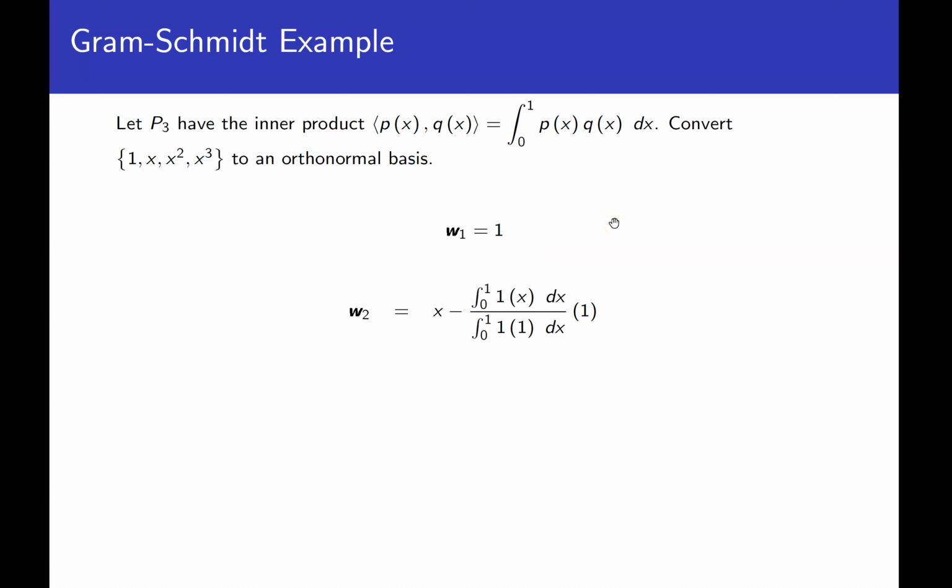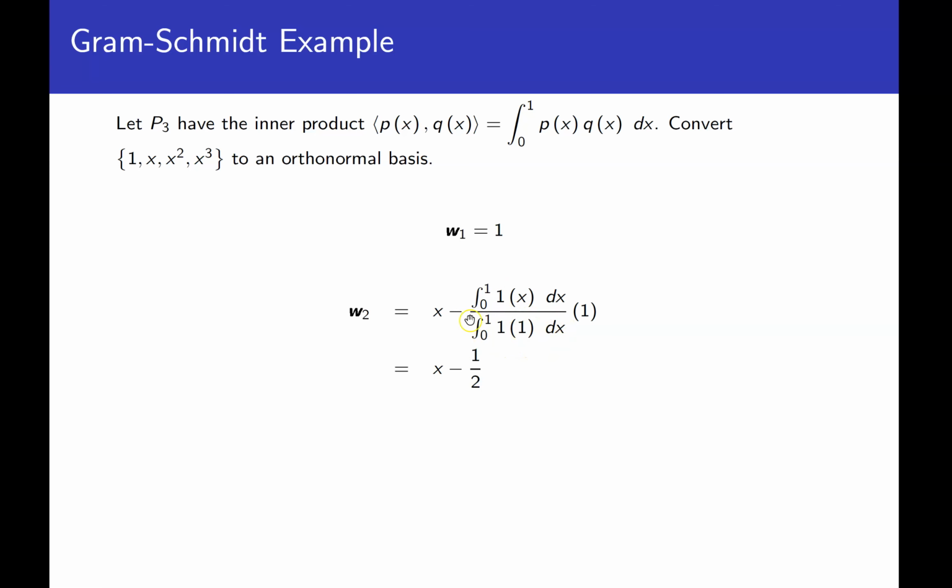Now let's find our second one. Remember, the way we do that is we take the second basis vector and subtract off the projection of the second basis vector onto the first one. The projection, of course, is taking the dot product of the two vectors and then dividing by the dot product of the one you're projecting onto with itself, and then times the one you're projecting onto. So we have the integral from 0 to 1 of 1 times x, and then the integral from 0 to 1 of 1 times 1. All right. These are not hard integrals to take. You see that you get x minus a half.